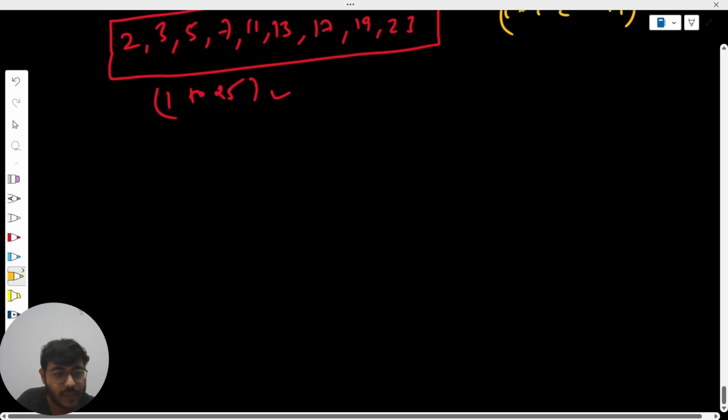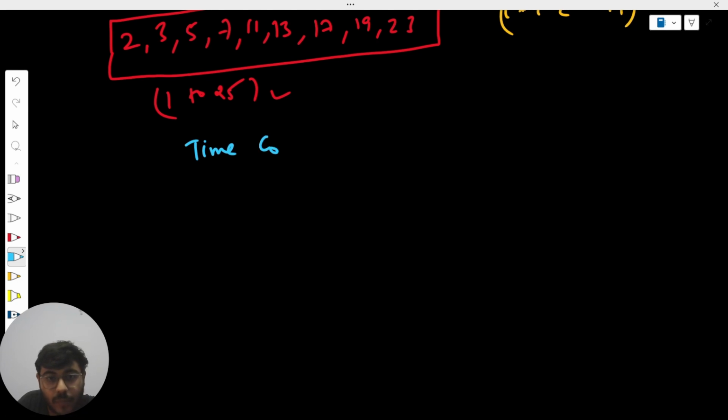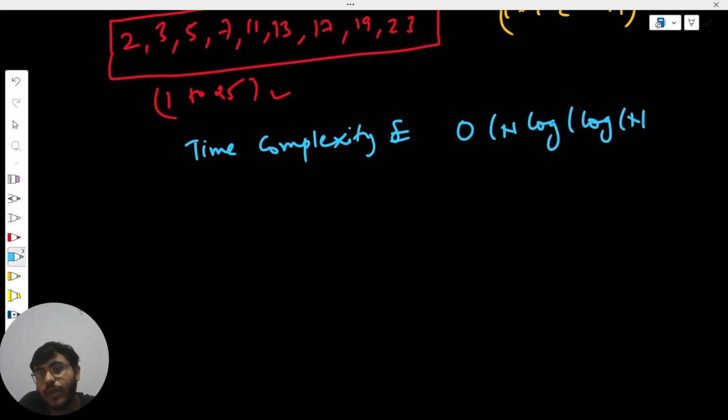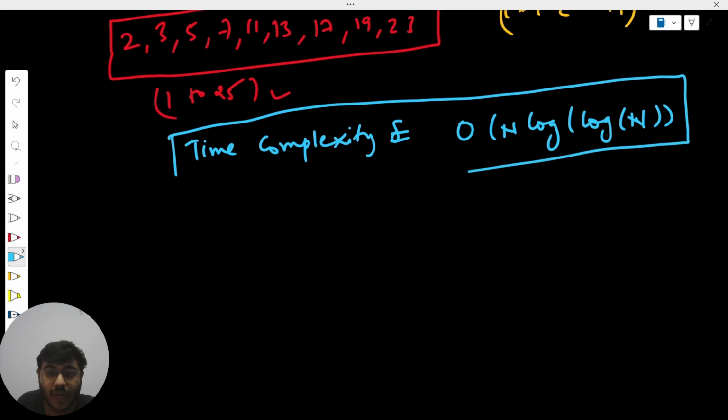So basically, the time complexity of sieve is order of n into log of log n. Okay, remember this. It is not square root of n into square root of n. It's not n into log n. It's n into log of log n. Okay. n has 2 logs outside. Okay. First take log n, and then take the log of that log n as well. Okay. You multiply it with n, and that is basically the time complexity of sieve of Eratosthenes.